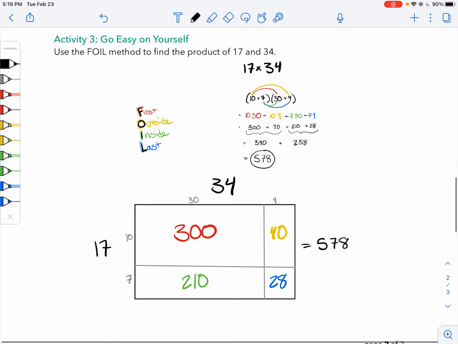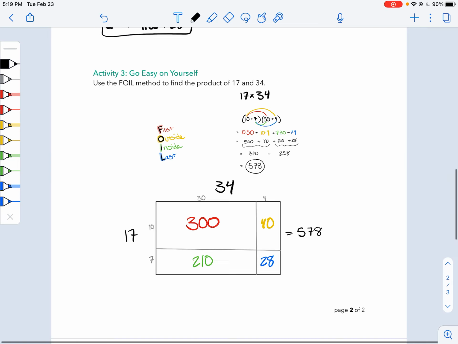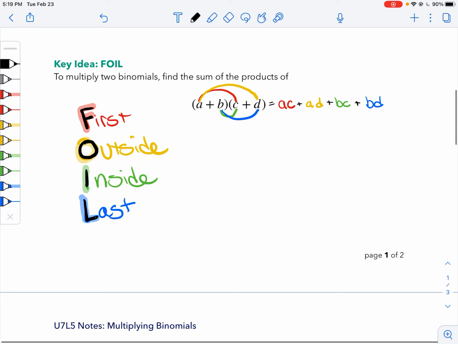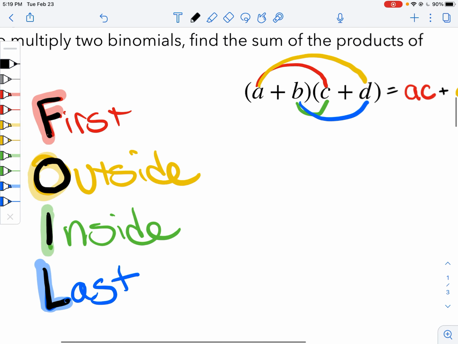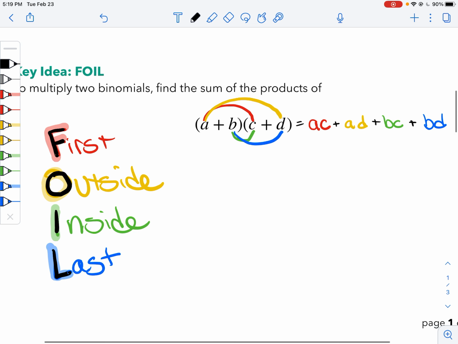That's the same thing, right? So that's what the FOIL method is doing. You're splitting it up into smaller, easier parts. Yay! Key idea, know what FOIL means and apply it. Have a great time on your homework.